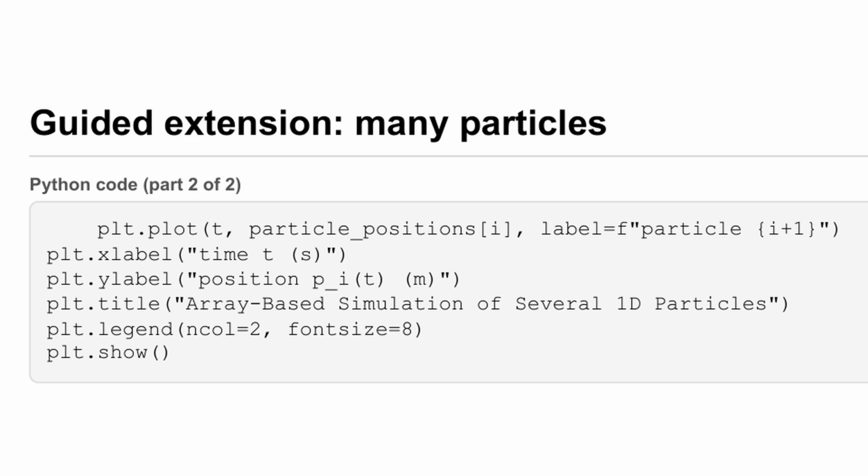loops. This continuation block completes our multi-particle setup by looping through our newly constructed position arrays to plot each individual trajectory line. We label each curve numerically and add a multi-column legend to keep our final graph organized and readable.